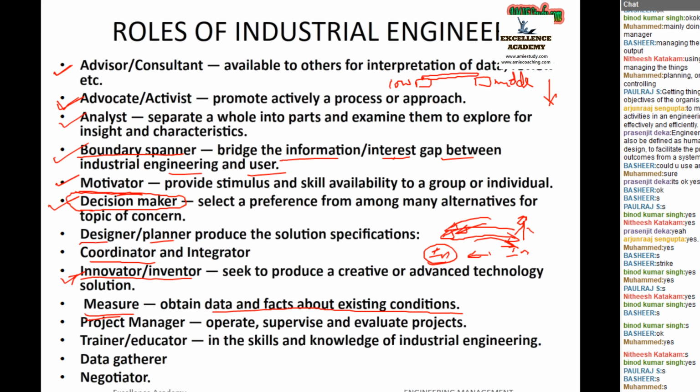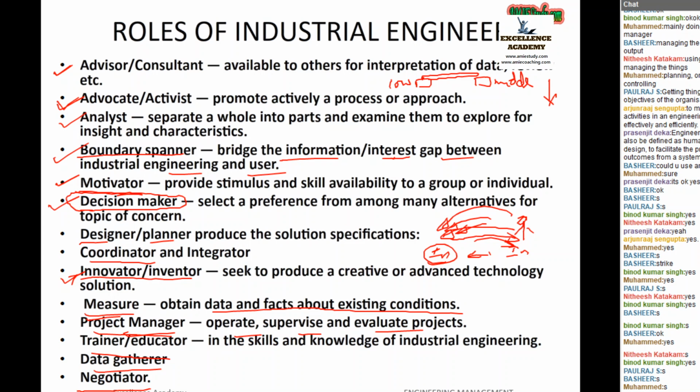Next is project manager. That means operate, supervise, and evaluate the projects. Those things are also done by the industrial engineer himself. Then he should be a good trainer. He should be a good data gatherer, which I already told you. He should collect data from nearby industries, and he should be a good negotiator. Sometimes the workers say, yes, I want 1,000 rupees extra. Then he should negotiate: it is not possible for the company to give, I shall give you only 500. Like that, he should negotiate. So these are the roles of an industrial engineer.